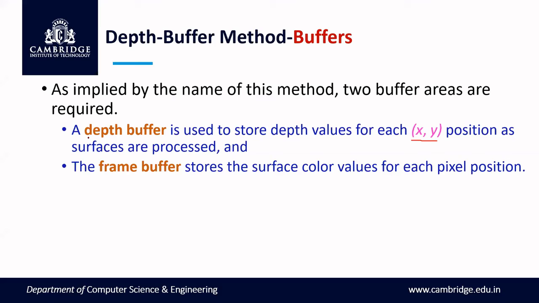What do you mean by depth? How do you identify depth? Depth is identified only based on the Z values. So I have a separate depth buffer to store the Z values.